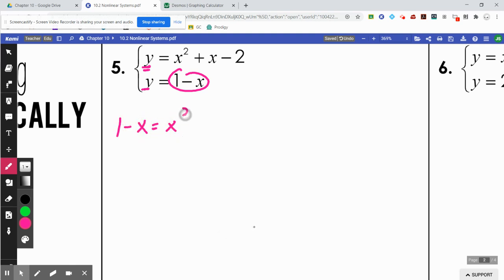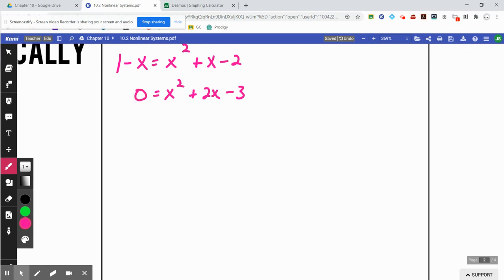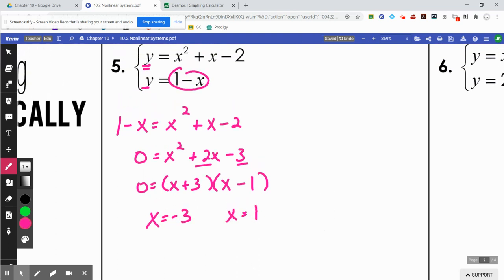So you now have 1 minus x equals x squared plus x minus 2. Solve the resulting equation. This is quadratic, so we've got to move everything to the same side. That'd be x squared plus 2x minus 3 is equal to 0. We factor. Two sets of parentheses, x times x gives you x squared. Multiplies to negative 3 and adds to 2 will be a positive 3 and a negative 1. So therefore, x is either equal to -3 or x is equal to positive 1. You have two different solutions.